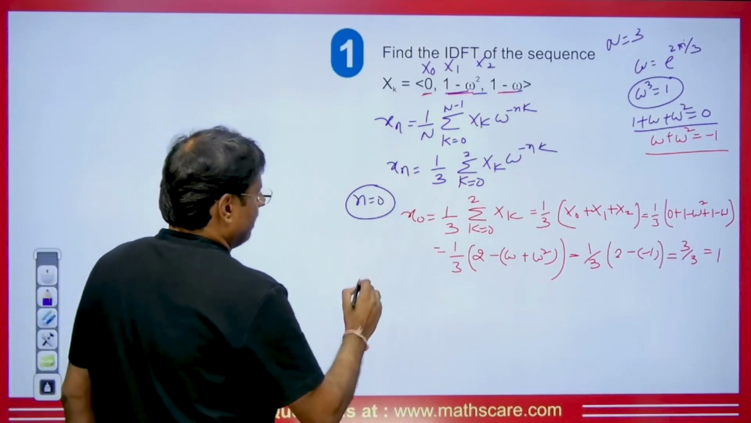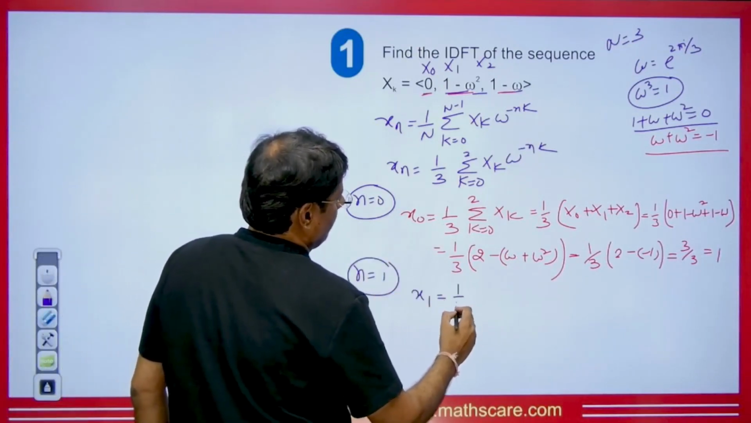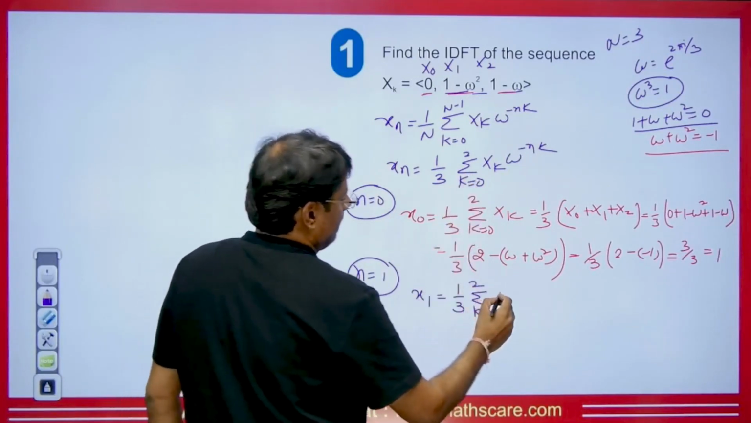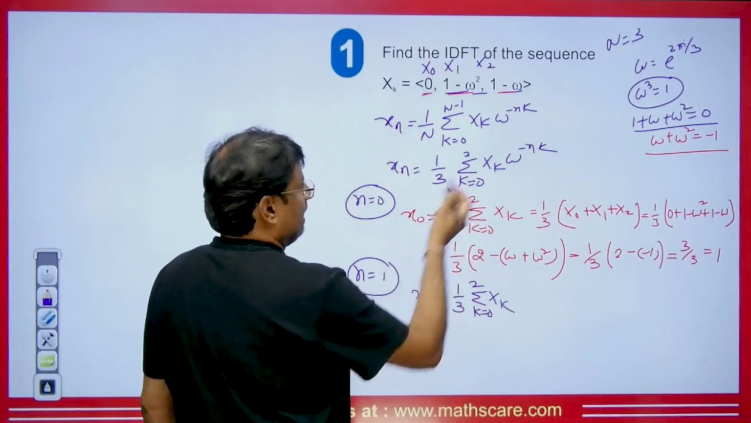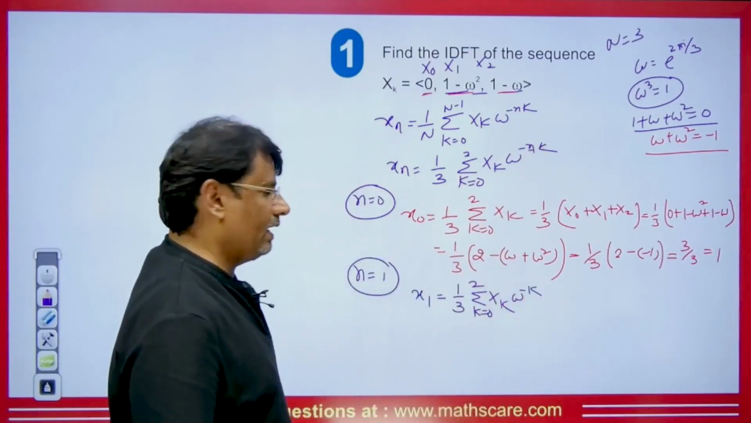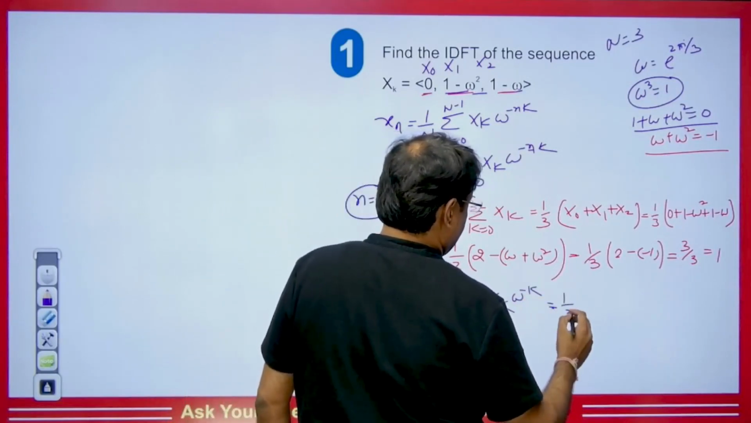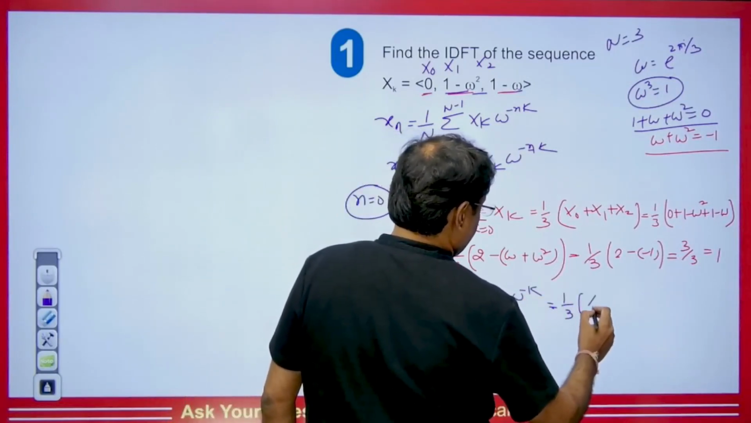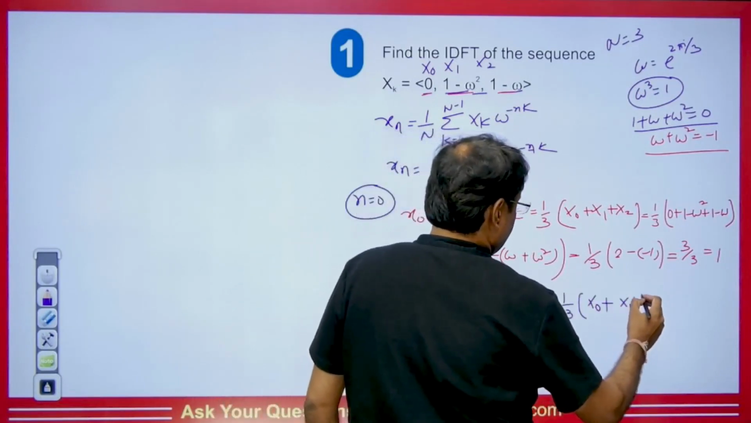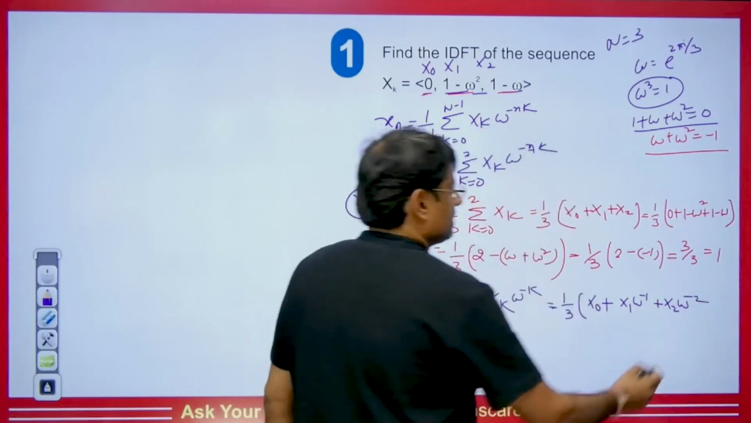Now what we will do? We will put 1 in place of n, right? So we will get x1 equals 1 by 3, here summation k is equal to 0 to 2, and then this will be Xk. Wherever it is n, substitute 1. So here it will be omega raised to the power minus k. Clear? Now we will simplify this, right? This will be 1 by 3 here. And when I open this up, it will be X0 and omega to the power 0 will be 1, right students? Then this will be X1 and omega to the power minus 1. Then X2, omega to the power minus 2. Clear?